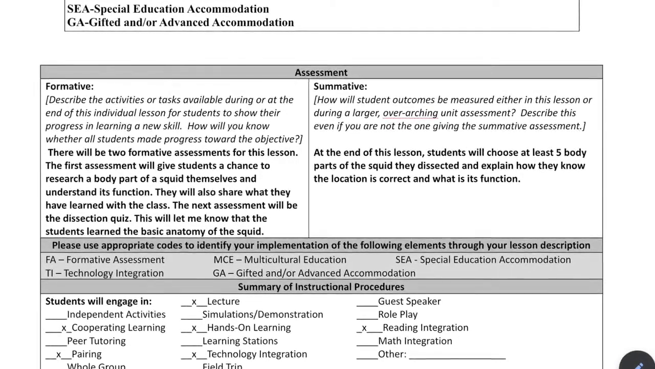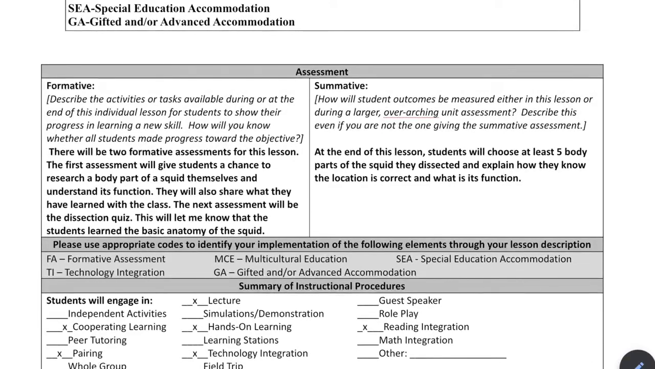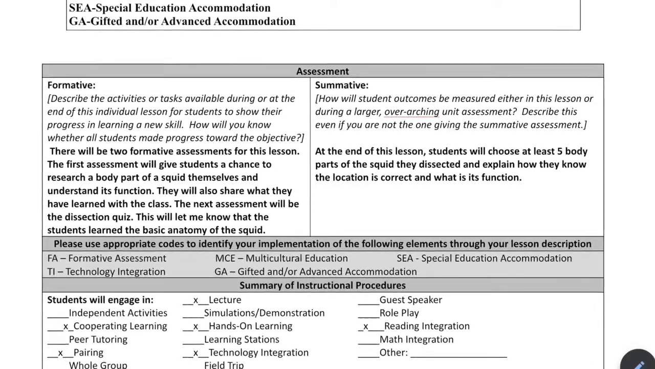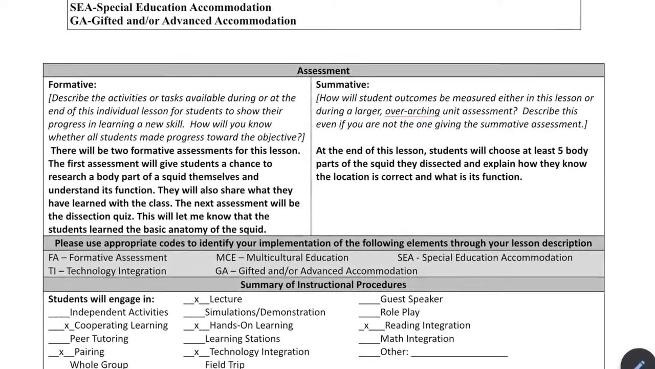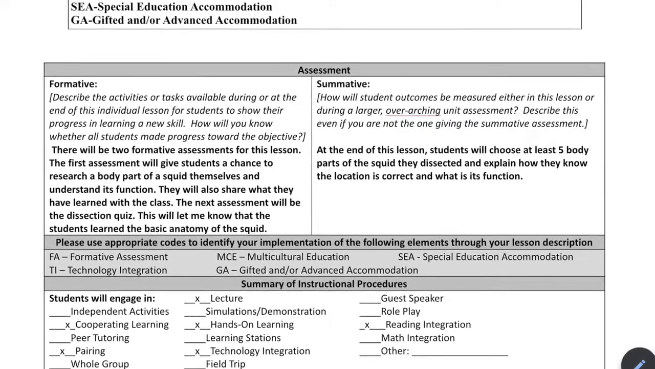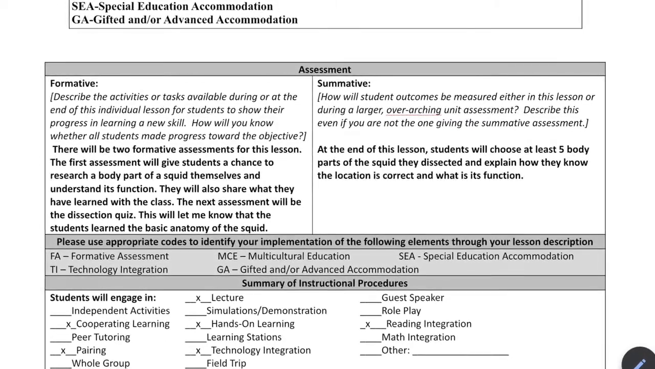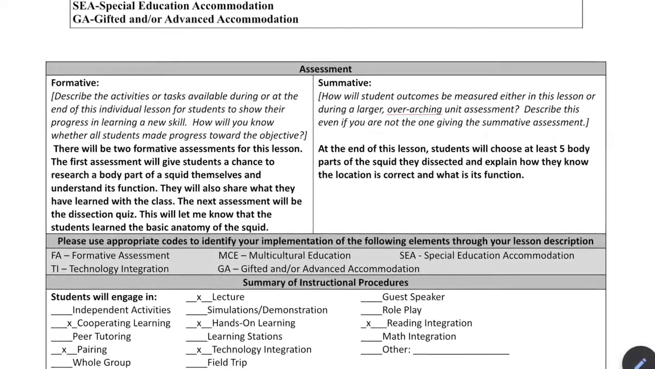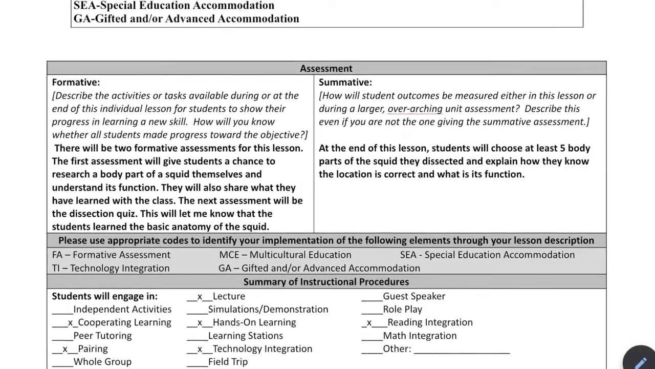At the end of this lesson, students will choose at least 5 body parts of the squid they dissected and explain how they know the location is correct and what its function is. Again, for MLLs and SPED students, they may test orally.